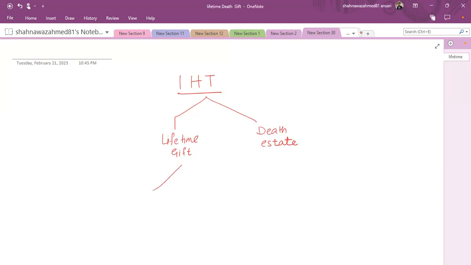And in lifetime gift, we have two types of gifts. One is classified as potentially exempt transfer, and the other is classified as chargeable lifetime transfer. So these two incidents are there: potentially exempt transfer and lifetime chargeable transfer. And technically, this lifetime transfer is when you are gifting something to a trust normally. And the situation of potentially exempt transfer is when a gift has been given to son, daughter, brother, sister, other than a trust usually.